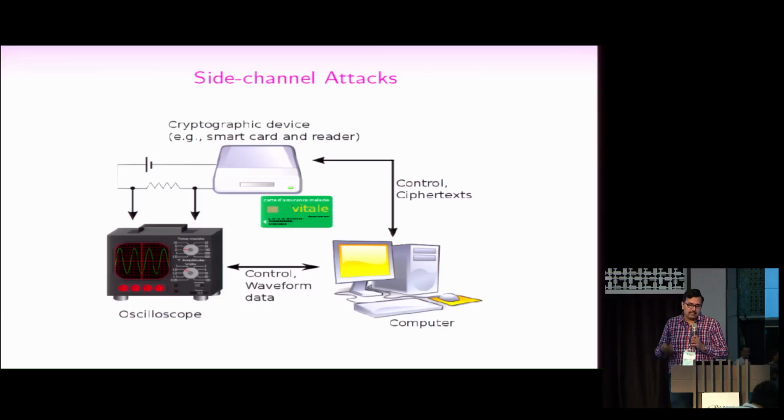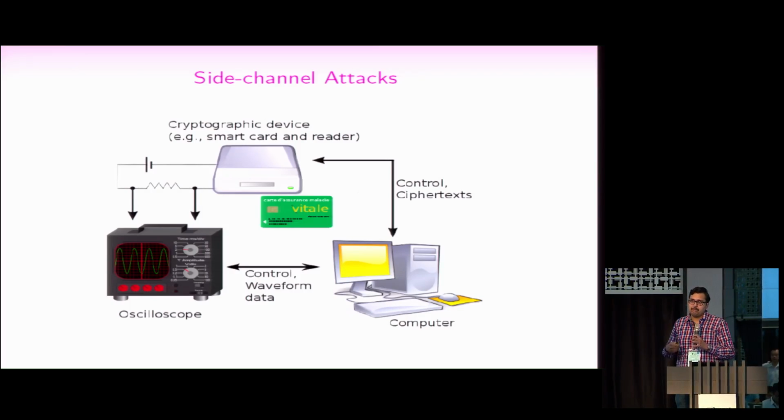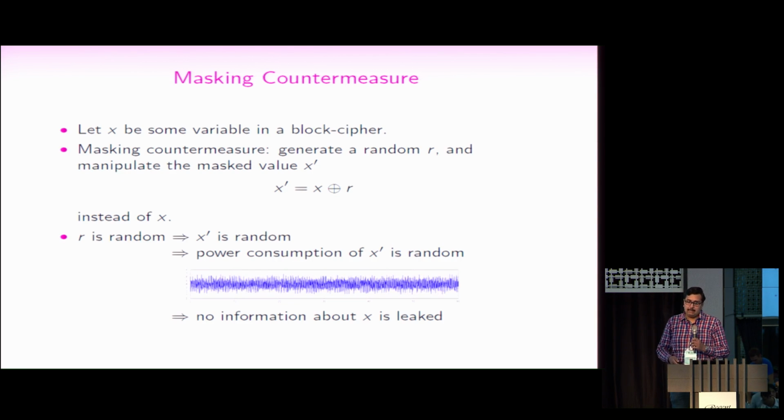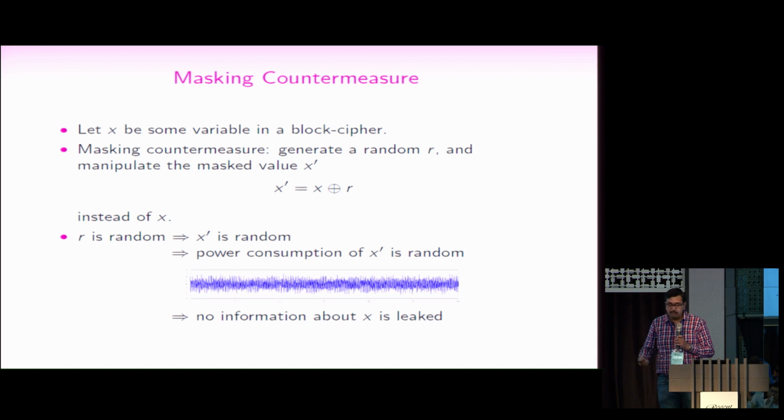We all know that side channel attacks are a practical threat to cryptographic implementations. In particular, differential power analysis attacks are one of the most powerful forms of side channel attacks. And masking is a popular and effective countermeasure against DPA attacks.